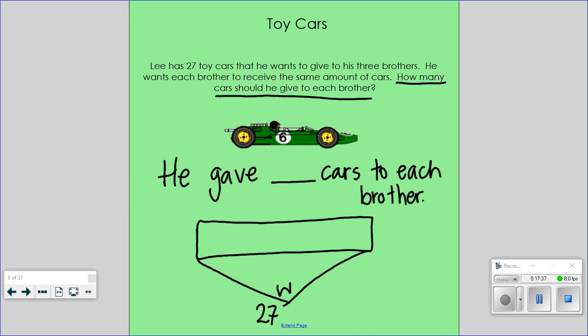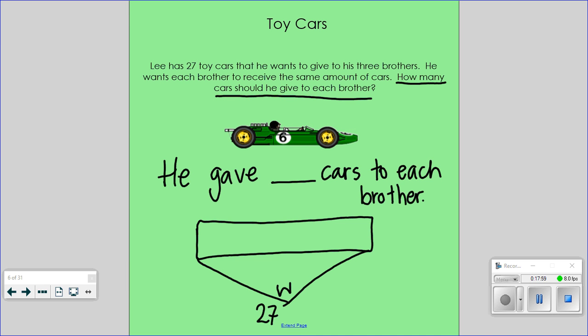What else do I know? I know he has 27 cars. And then what else do I know about these? You should not have a question mark written on your bar model. So if you have a question mark, get rid of it.